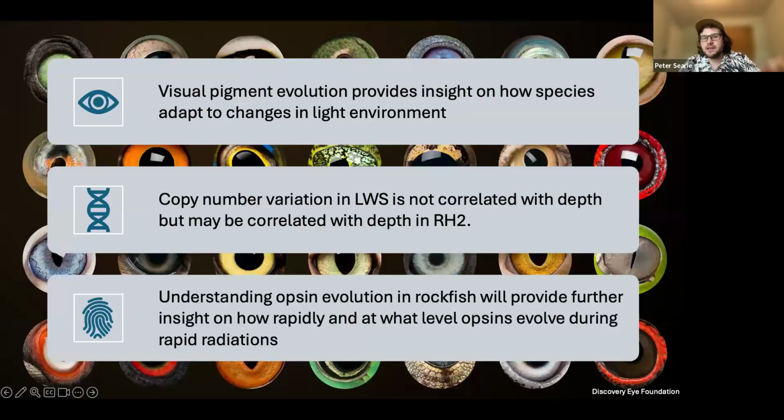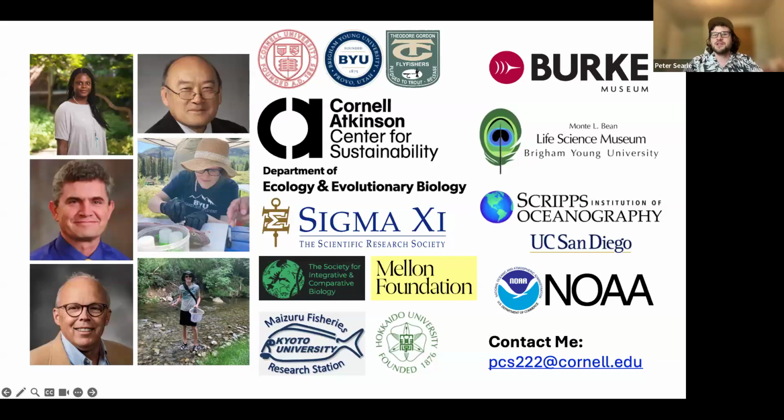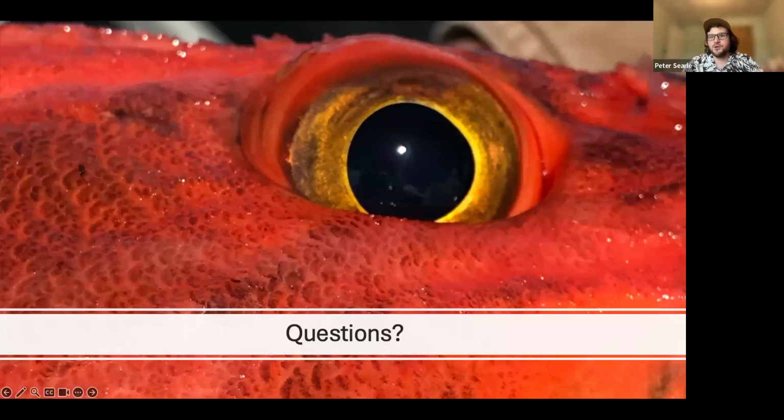In conclusion, understanding visual systems, particularly visual pigments, is critical for understanding how species adapt to changes in light environment. Based off previous work, I predicted that these deep water species would have fewer LWS genes and greater RH2 genes. It doesn't seem like there's much going on with LWS, and it does look like there's something going on with RH2, but I'm going to need to evaluate that further. Understanding opsin evolution in these fish is going to help understand opsin evolution in other rapid radiations. I want to thank everybody that has helped make this possible. If I have more time, I'm open to questions.